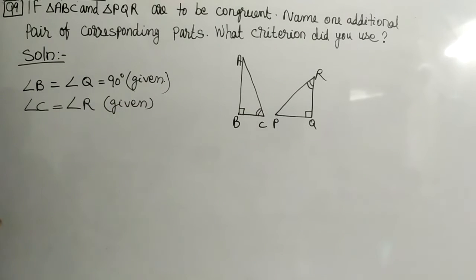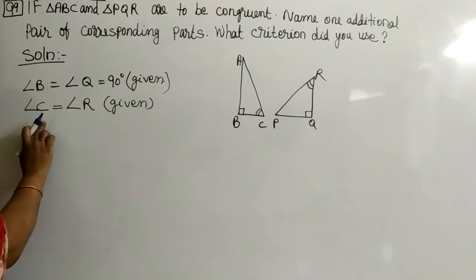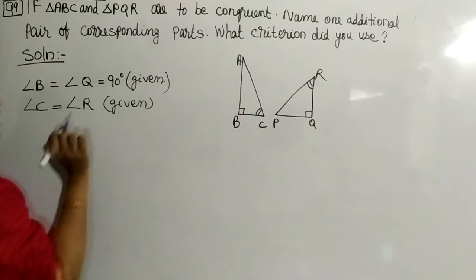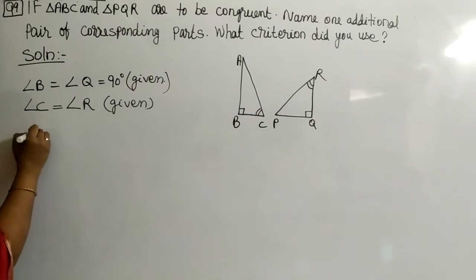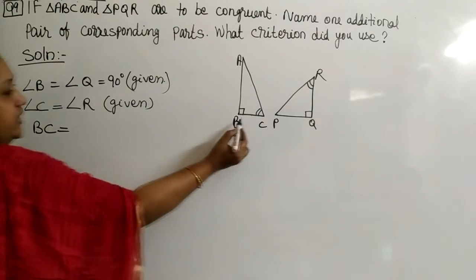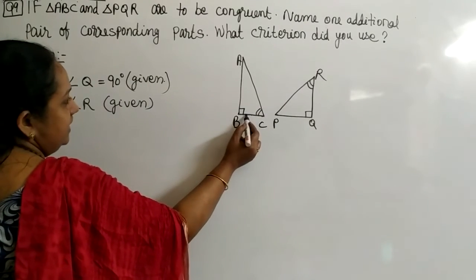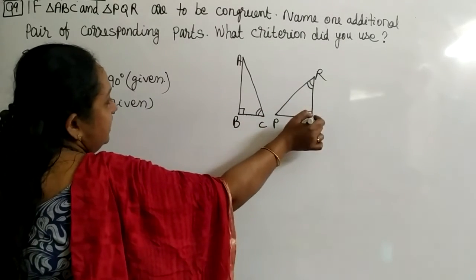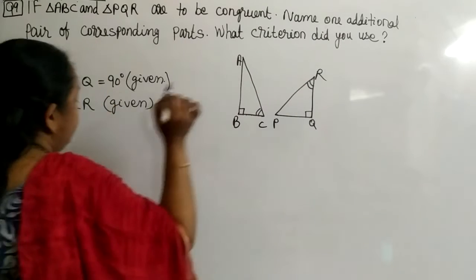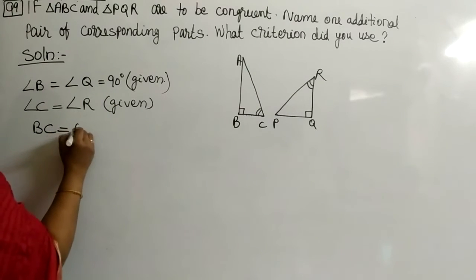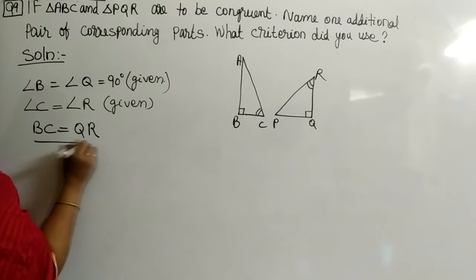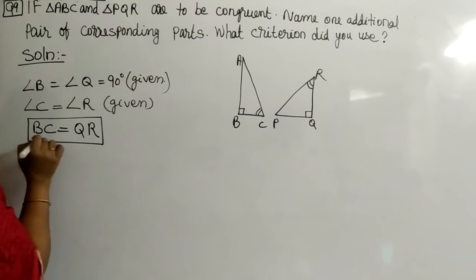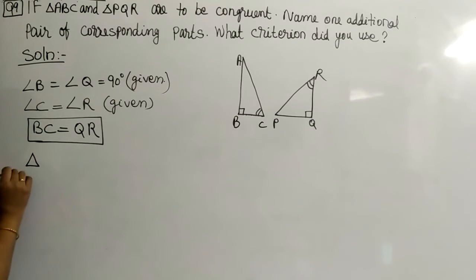Now we want the third criterion to make these two triangles congruent. Two angles are given, so we need to apply ASA congruence rule. The included side we have to take. So we can take BC equal to, here the included side is BC, B is 90 degree. Similarly, the included side here is QR, Q is 90 degree. So BC must be equal to QR. This is the condition we need to establish the given two triangles are congruent.